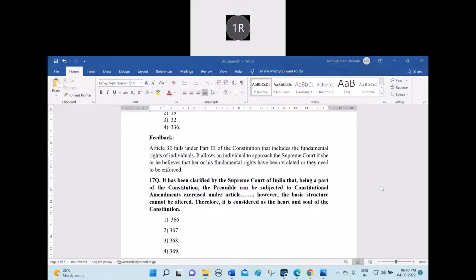However, the basic structure cannot be altered. Therefore, it is considered the heart and soul of the Constitution. Which article says this? 366, 367, 368, 369? 368, sir. Yes, you are right. The Article 368 speaks about the amendment of the Constitution.